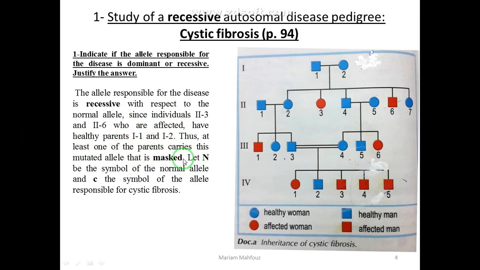In this case, at the end of this answer, we can put the symbols of each allele.